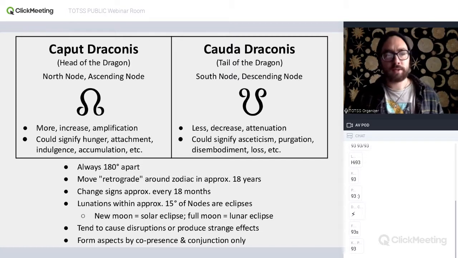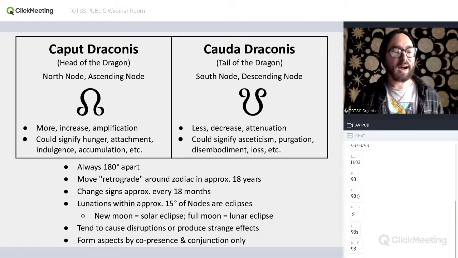So in transits and things like that, the nodes are often seen to cause disruptions or sometimes to produce strange effects. How relevant any particular eclipse is matters too. Eclipses happen about every 6 months, usually in a pair about 2 weeks apart, one solar and one lunar. So since these happen every 6 months, they can't be a huge problem, of course. How important any given eclipse is going to be for you has a lot to do with where it's located in your chart. There are ways of determining whether certain people are more attuned to the eclipses or not. We're not going to worry about that, but it's something to be aware of.